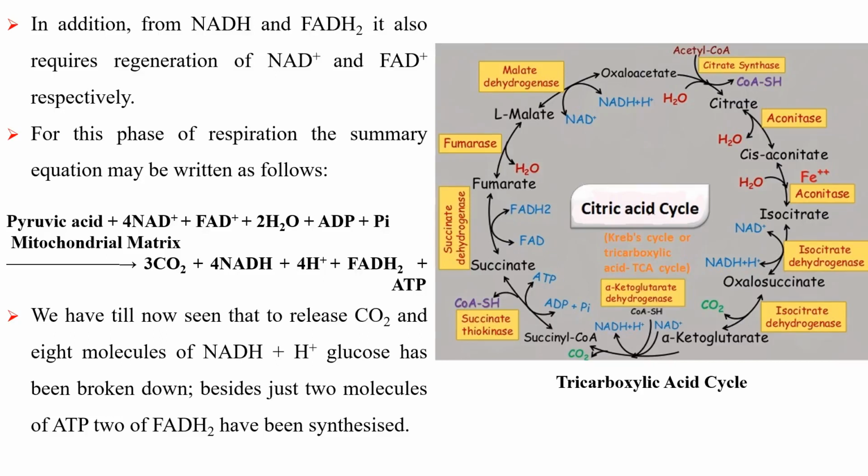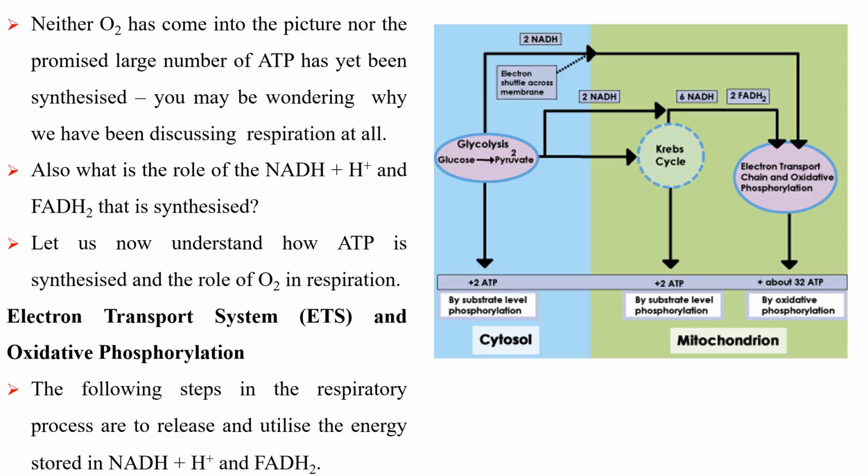We have seen till now that glucose has been broken down to release carbon dioxide and 8 molecules of NADH plus hydrogen ion. Besides just 2 molecules of ATP, 2 molecules of FADH2 have been synthesized. Neither has oxygen come into the picture, nor has the promised large number of ATP yet been synthesized. You may be wondering why we have been discussing respiration at all. Also, what is the role of the NADH plus hydrogen ion and FADH2 that are synthesized?